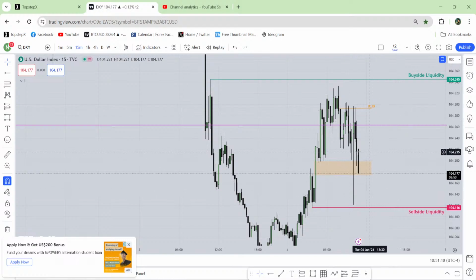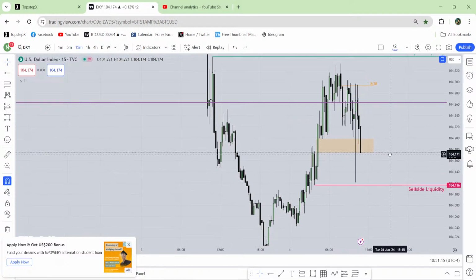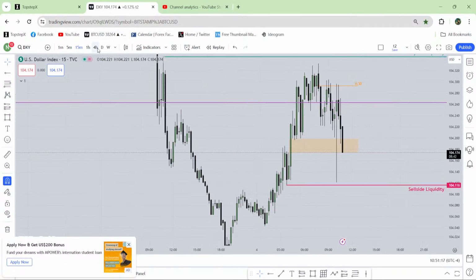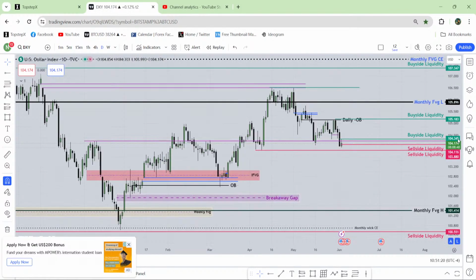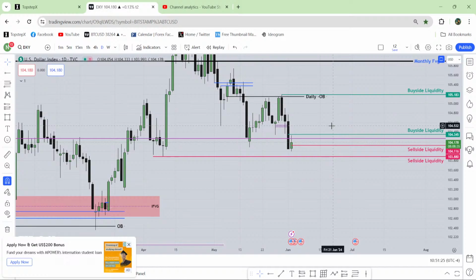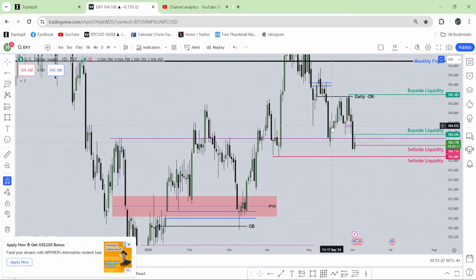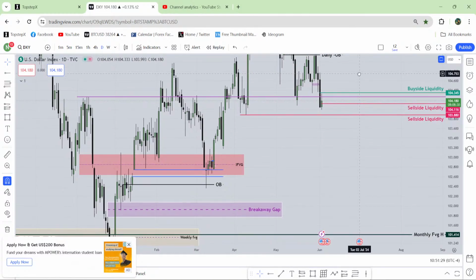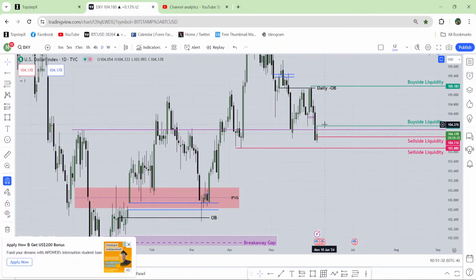Well, the dollar index should go higher for the buy side liquidity. Let me check the daily. Okay, at least it should take the buy side liquidity. I mean, though I want to see the dollar fall, right now the market should take the buy side liquidity at least.